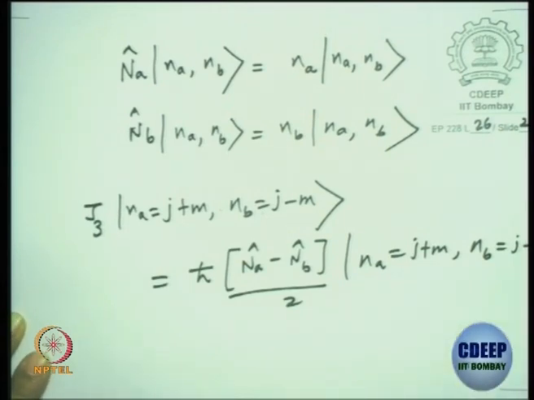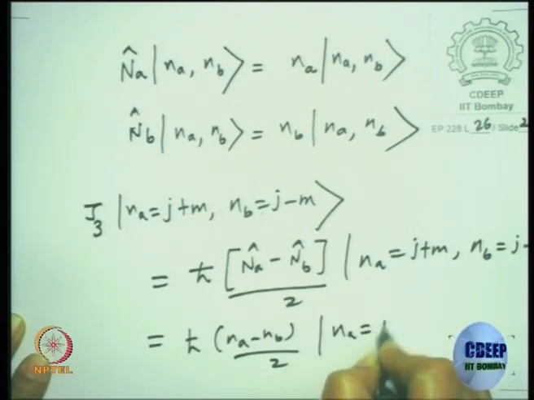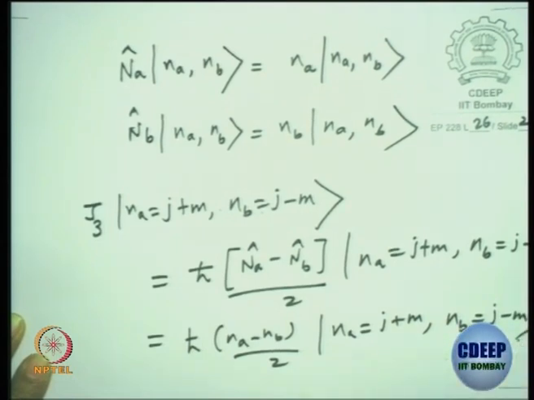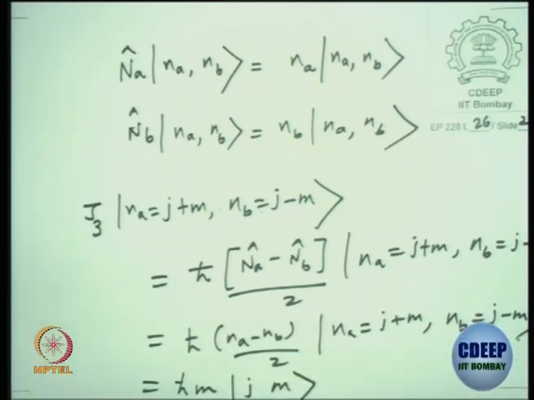Right? I can do this. What will you get? H is H cross Na minus Nb by 2. And Na minus Nb is nothing but 2m. 2m by 2 will be m. You will get H cross M. You can rewrite, instead of using Na, Nb, I can also write it as Jm. There is no problem. It's synonymous or equivalent.